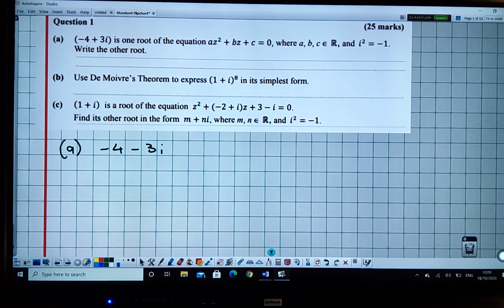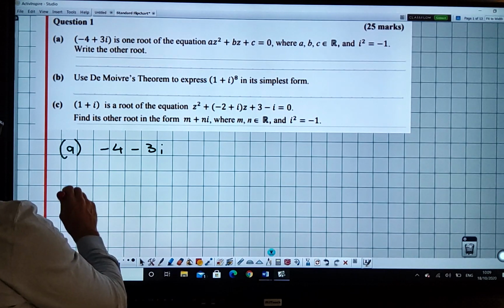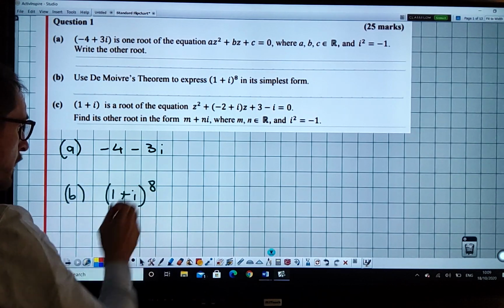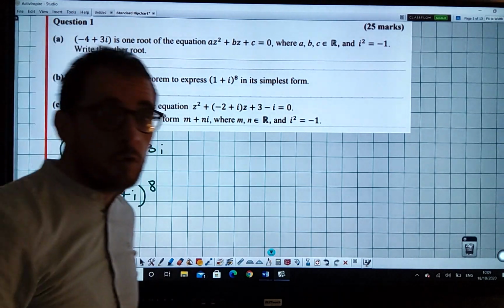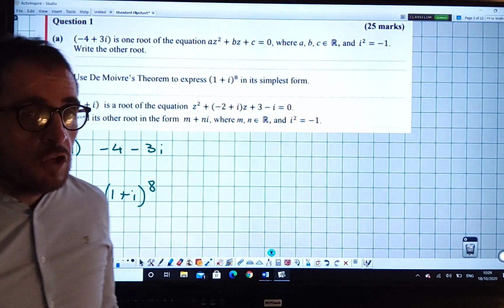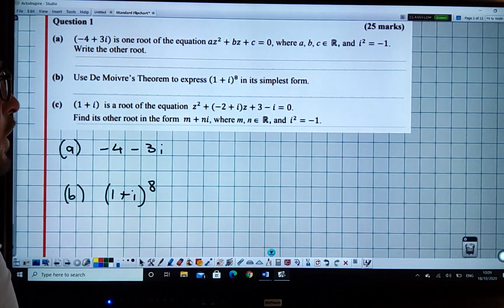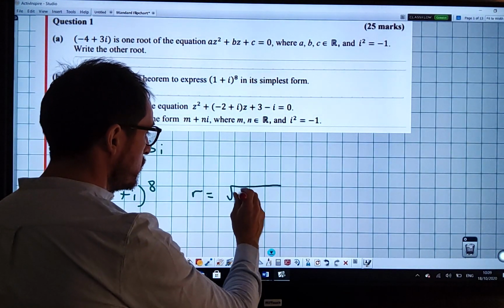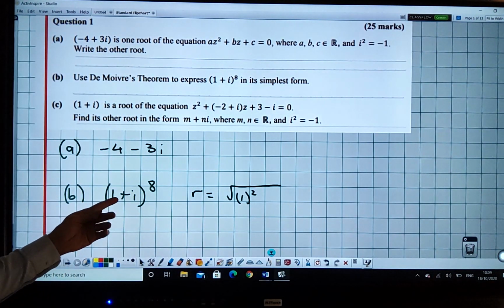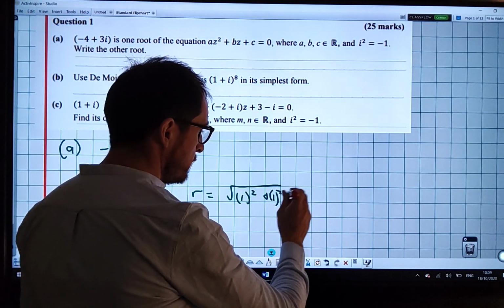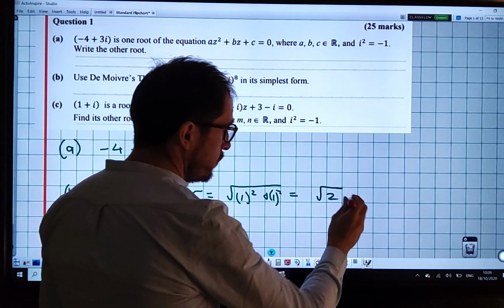Now, use De Moivre's theorem to express 1 plus i to the power of 8 in its simplest form. This is fairly straightforward, but again, it's about confidently knowing how to approach De Moivre's theorem. You start off by finding r. r is going to be equal to the square root of 1 squared plus 1 squared, because it's 1 here and i is multiplied by 1. So that gives us the square root of 2 as r.